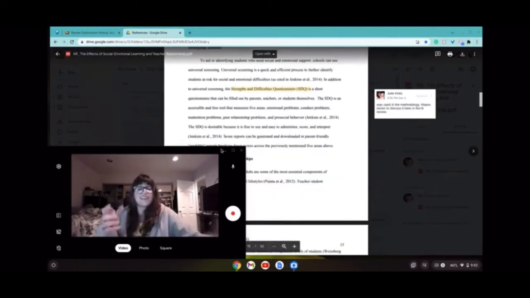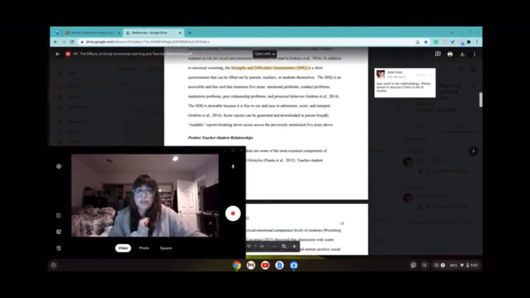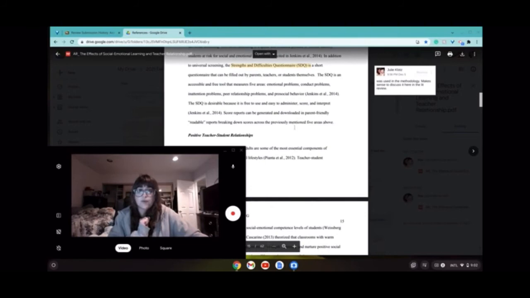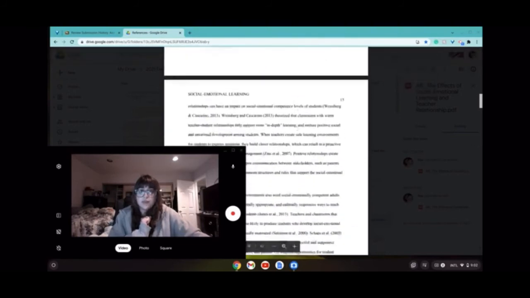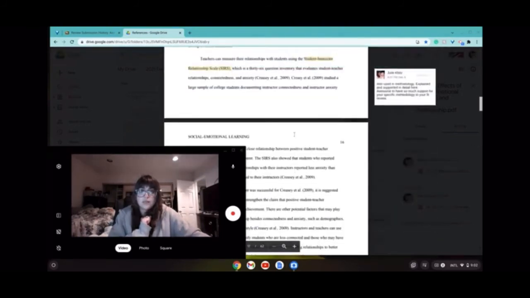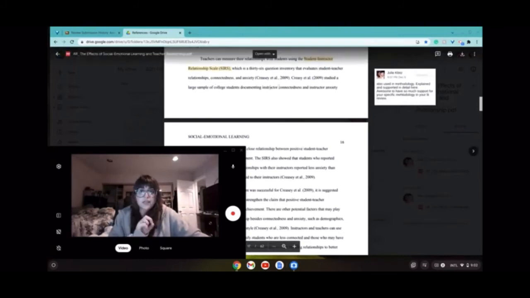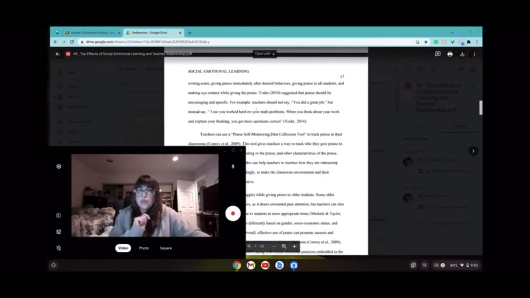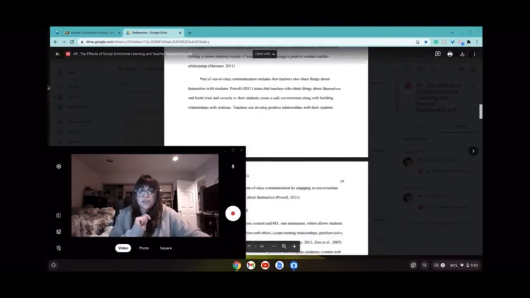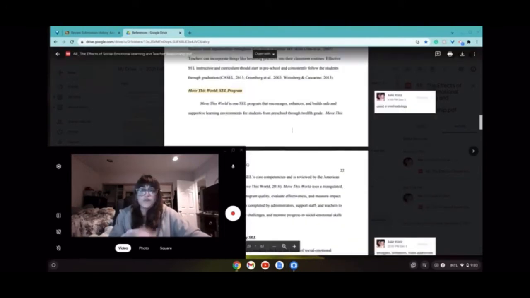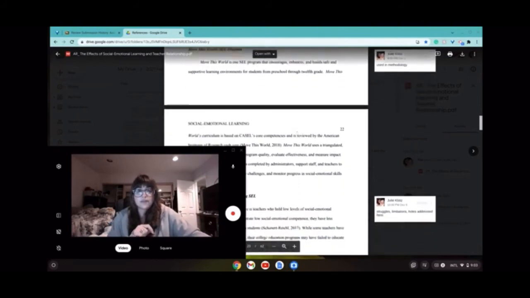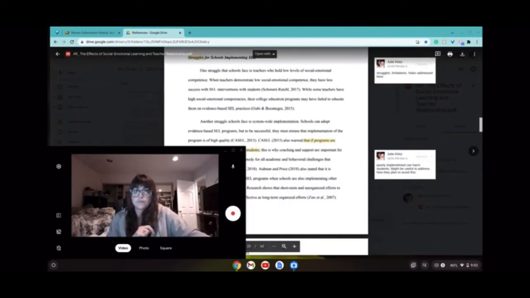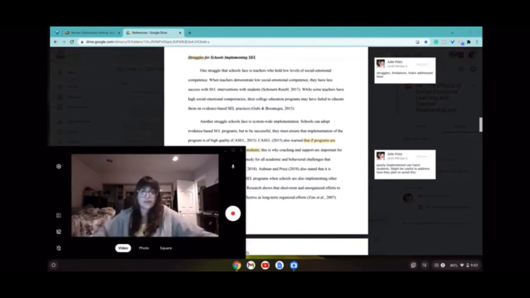Then we really get to supporting all of their methodology. We've got the Strengths and Difficulties Questionnaire, which they give all the support for, Jenkins et al. We get the Student-Instructor Relationship Scale from Creasy that they use. Teacher praise they set up, which they talk about a lot. The Move This World SEL program is also used in their methodology. Here they address struggles, limitations, and holes. They really cover their bases with this one.